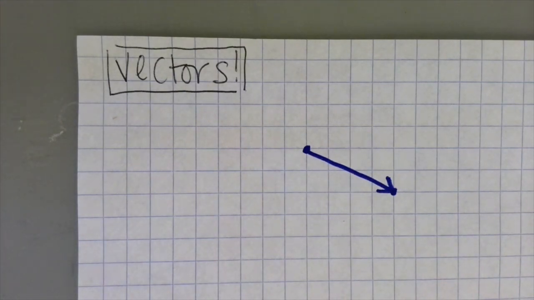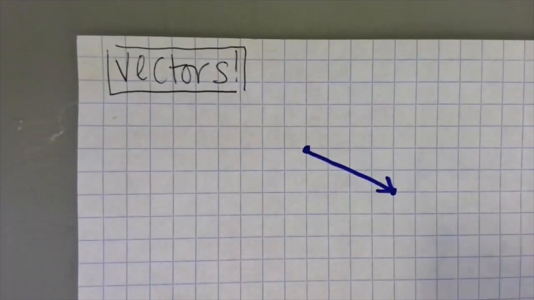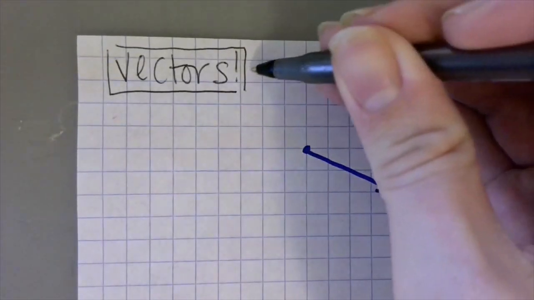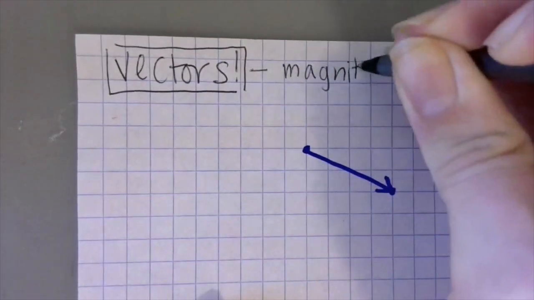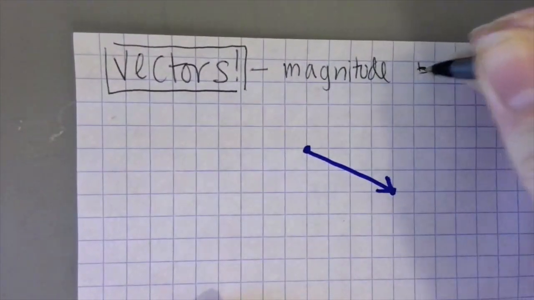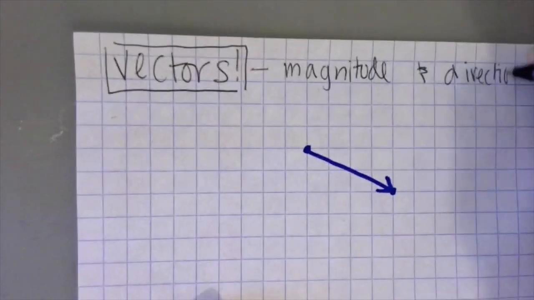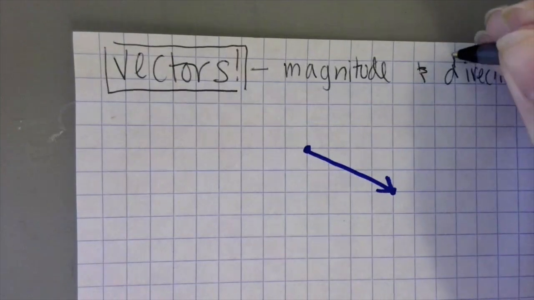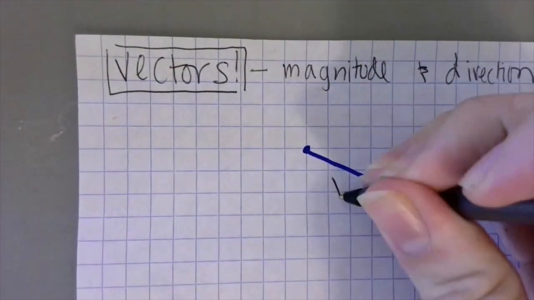What is a vector? A vector is drawn right here. This is an example of a vector, and vectors have two quantities, magnitude and direction. So this is a vector. Let's call it vector V. We're going to call this guy vector V.